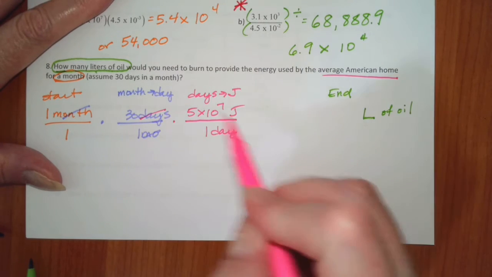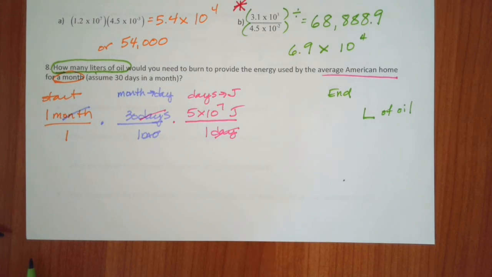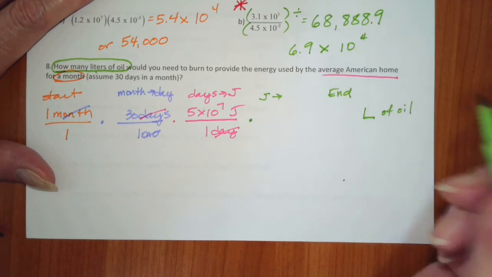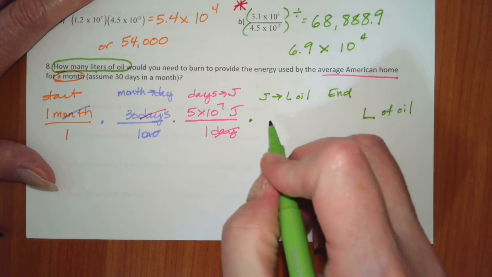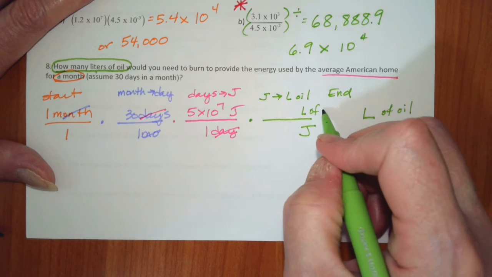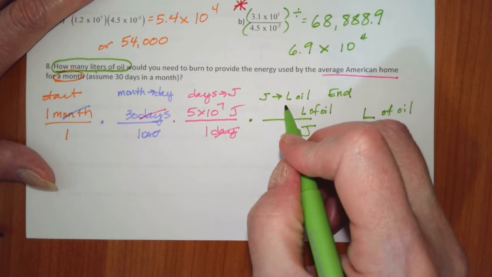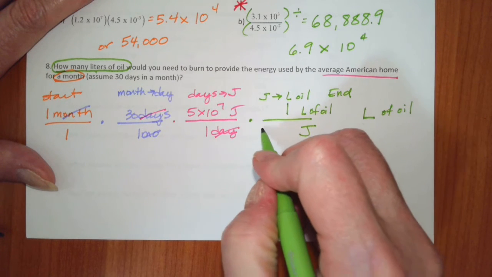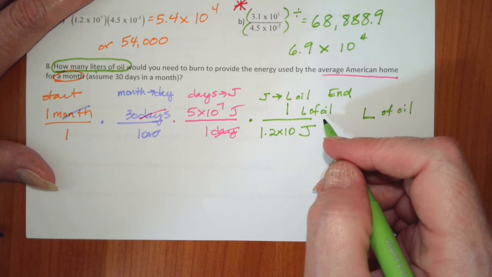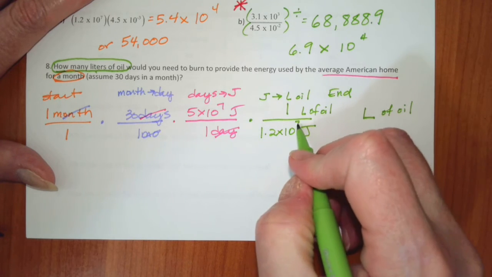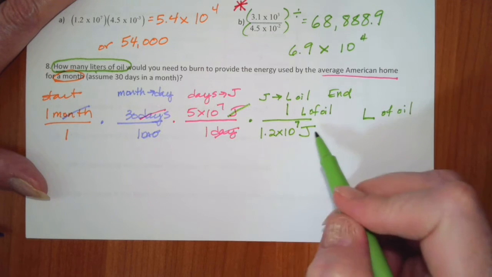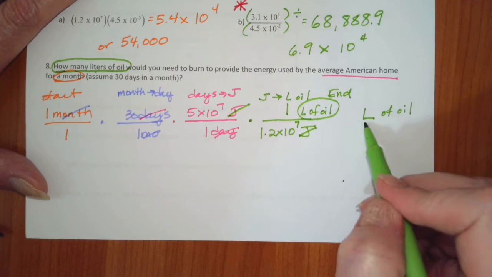Okay, so the days are gone. And finally, I need to convert the joules to liters of oil. So I've got to get rid of the joules, and I'm going to have liters of oil in the numerator. So I know 1 liter of oil is 1.2 times 10 to the 7th joules. And that got rid of the joules. So all I'm left with are my liters of oil.